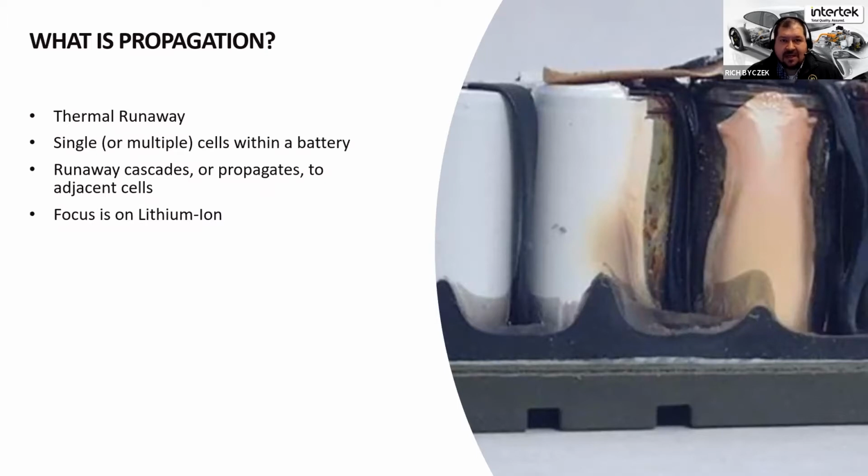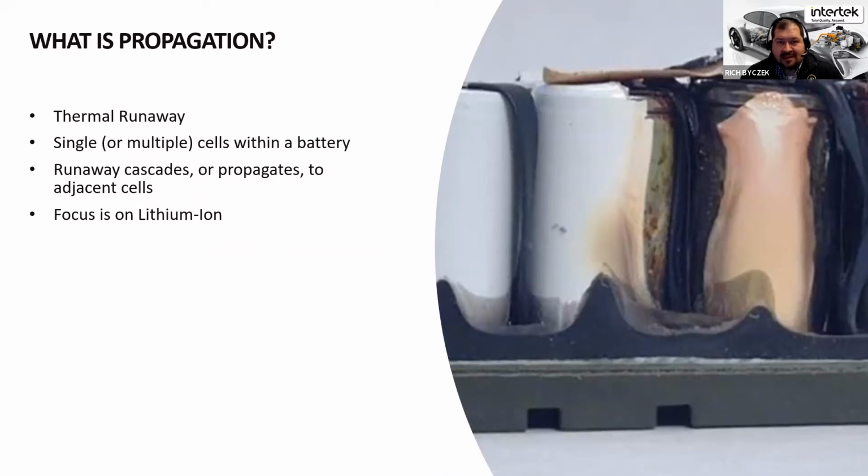But even with a very low level, talking about parts per billion or parts per million, knowing that you could have thousands of cells in every individual EV or stationary battery pack, that means that over the course of a few thousand batteries, you're probably going to run into at least one bad cell that could go into thermal runaway.